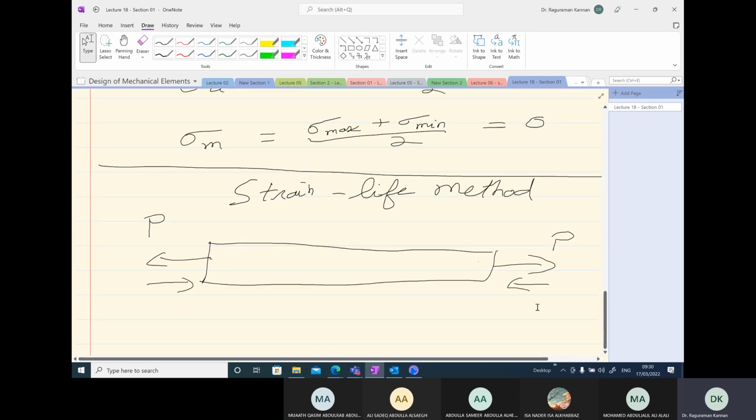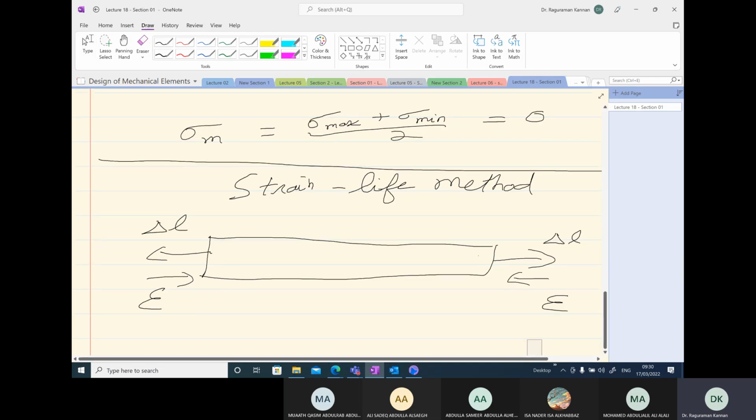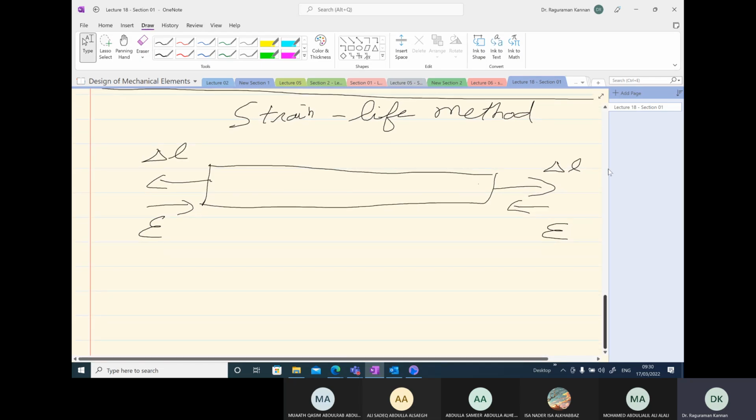Now what we are going to do is imagine on the machine you remove the spring and you control exactly what is the strain you apply on the specimen. So instead of the load P, I am going to apply exactly the delta L values to the specimen. The elongation of the specimen will be controlled. By controlling the elongation, I can control strain applied on the material. If I do the same experiment with strain as the control, then the test becomes a strain life method result.